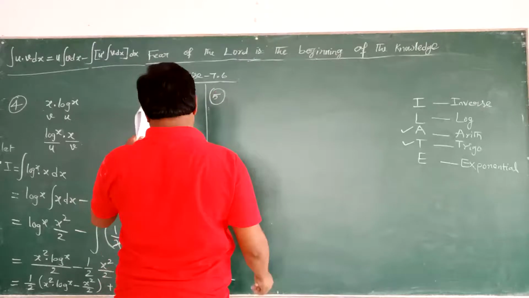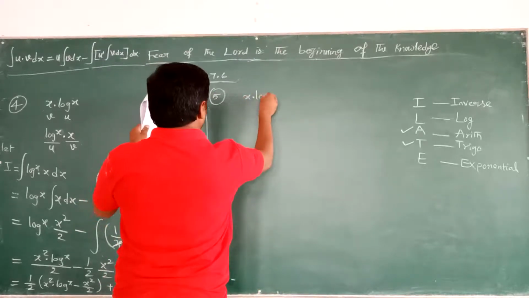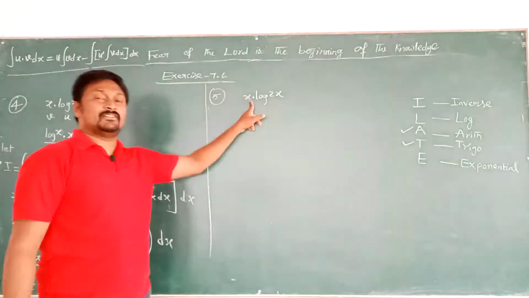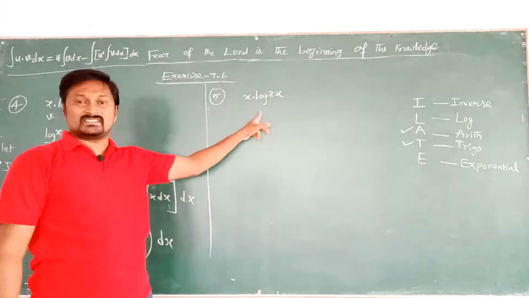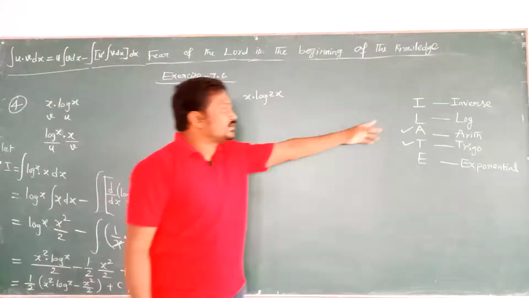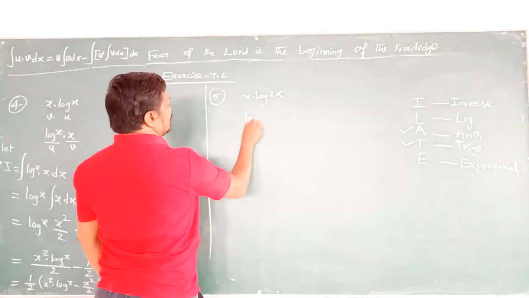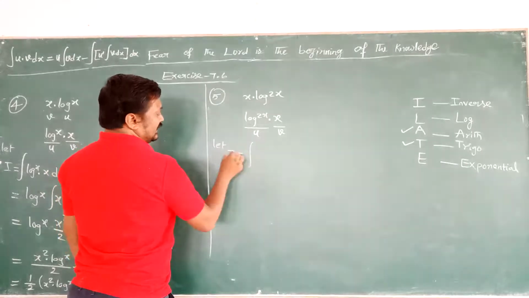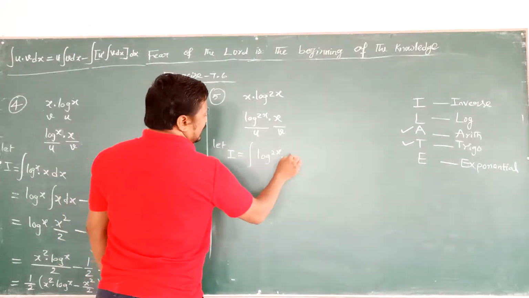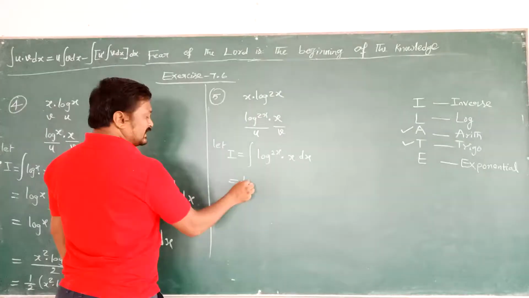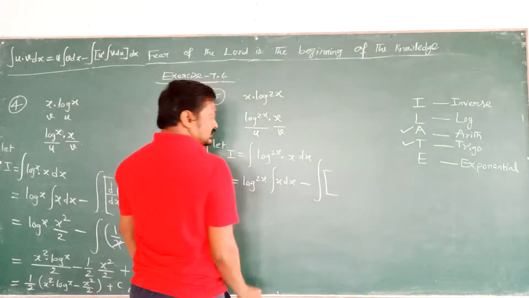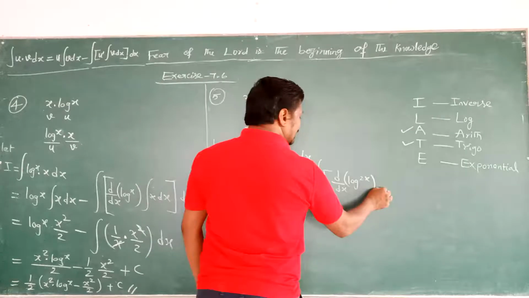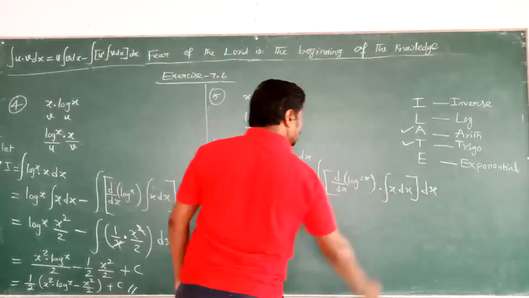Now the fifth question is given as x into log 2x. Now tell me which is u and which is v. x is an algebraic function, and the next is a logarithmic function. So first always write the logarithmic function, then algebraic, according to ILATE. So now write this as log 2x into x. First, let I be equal to the integral of log 2x into x dx. First you write log 2x, then a big integral and bracket start, d by dx of log 2x, into the integral of x dx, bracket close, then dx.